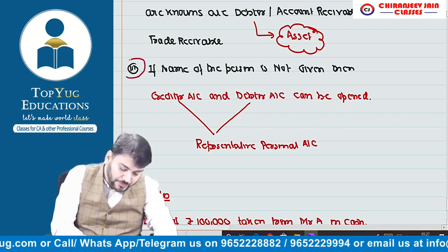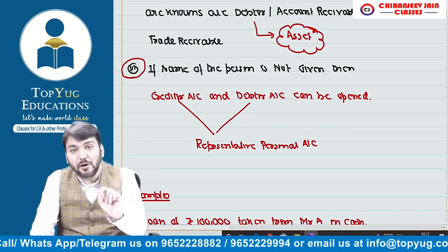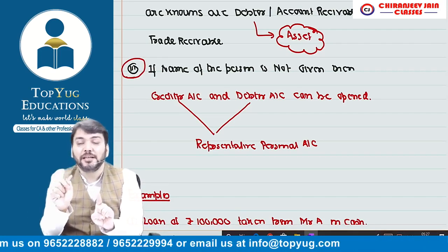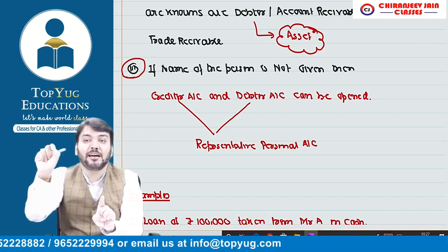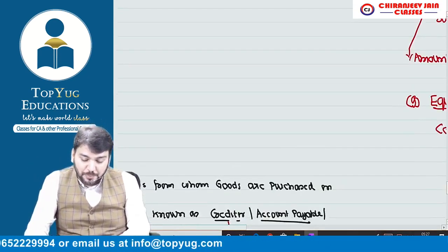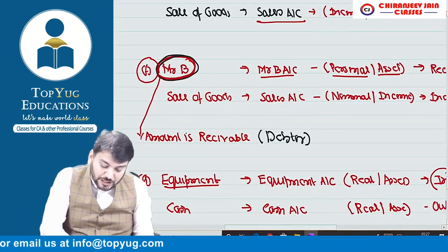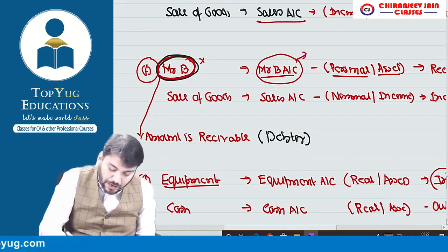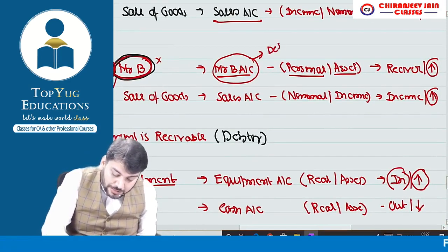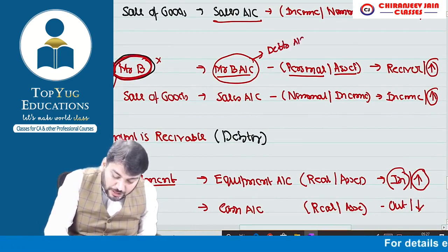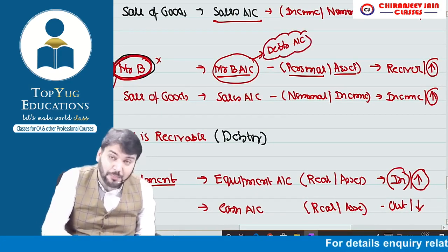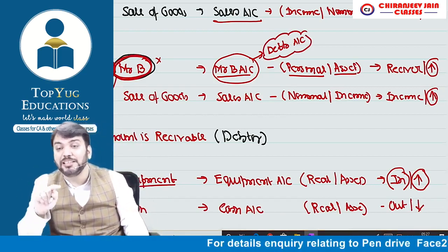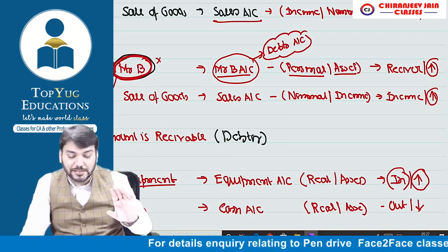This third point, what I have said, is that suppose the name of the person is not given. In my question, Mr. X and Mr. B were not given. Then in the exam we will open creditor account and debtor account instead. Here we have written Mr. B account, but if this name is not given, then we can open debtor account instead of Mr. B account. If the name of the person is not given in exam, then we can open debtor account or creditor account as the case may be.